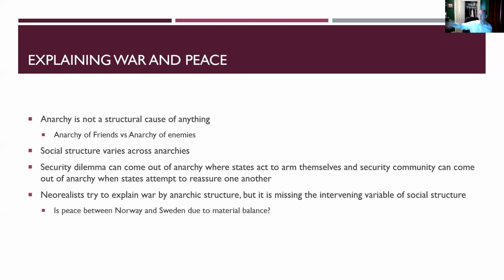Social structure varies across anarchies. The security dilemma can come out of anarchy, where states act to arm themselves, and a security community can come out of anarchy when states attempt to reassure one another. So we might be in an anarchy, and you might have some weapons. Let's imagine you and I are states again. You've got some weapons. I might be afraid of that, and I might arm myself.